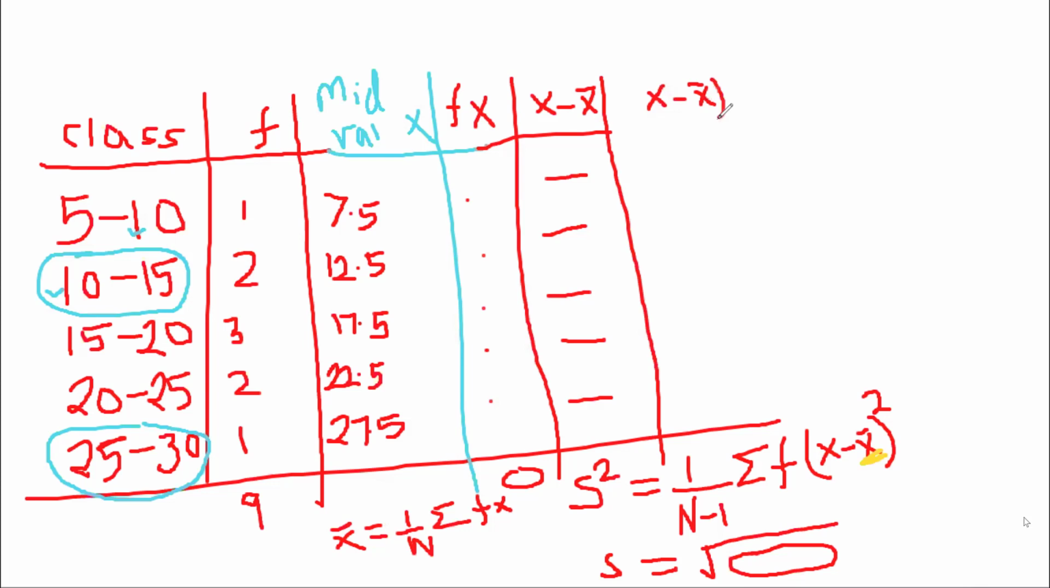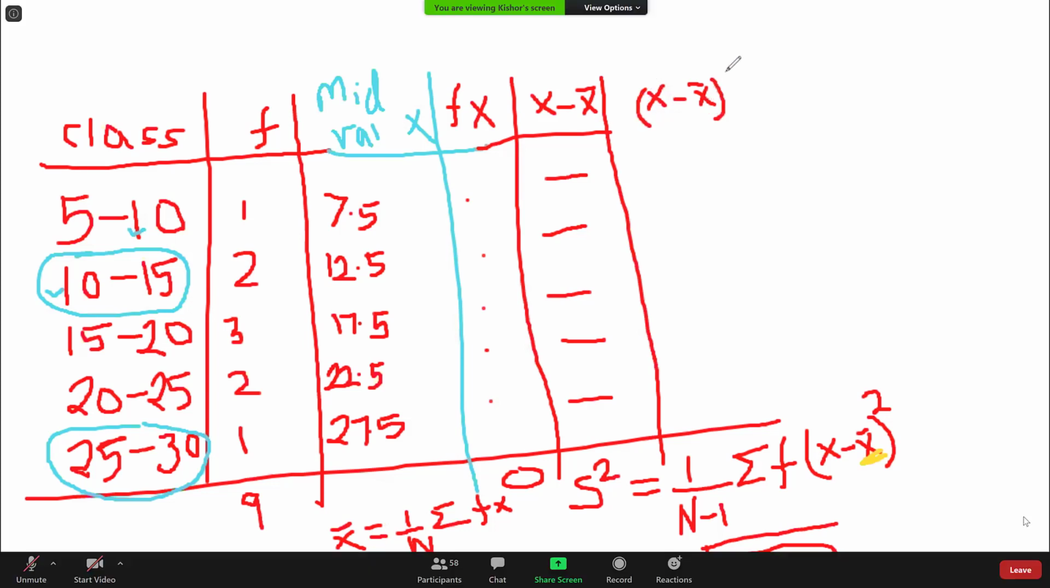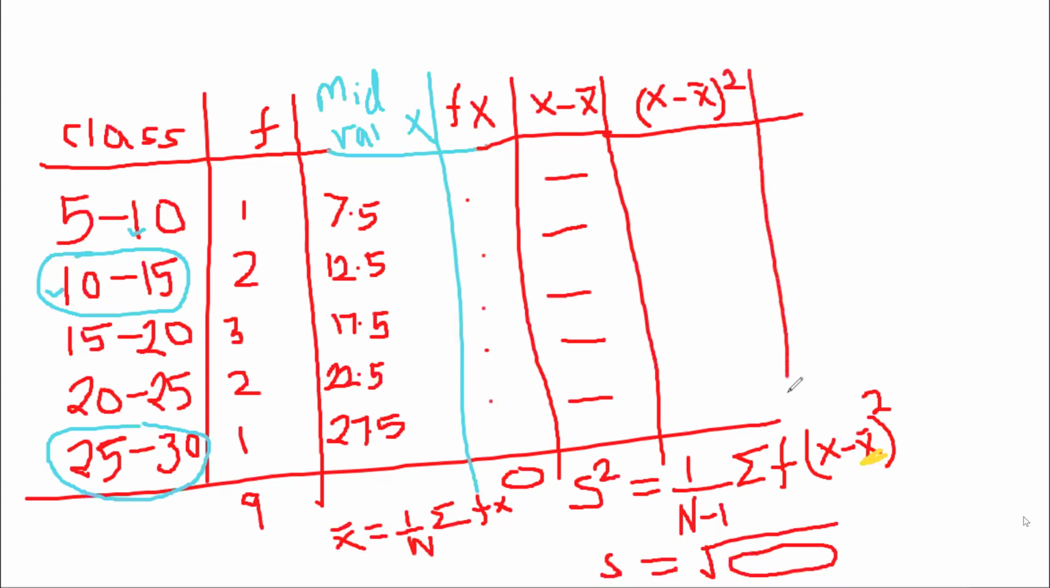Okay, whole square. Now again you have to square all these deviations. Square these terms. You have different values. Once you square, you will get other values. If they are negative, it will become positive. And if they are positive, it's positive. Okay. Now square all the deviations from the arithmetic mean.